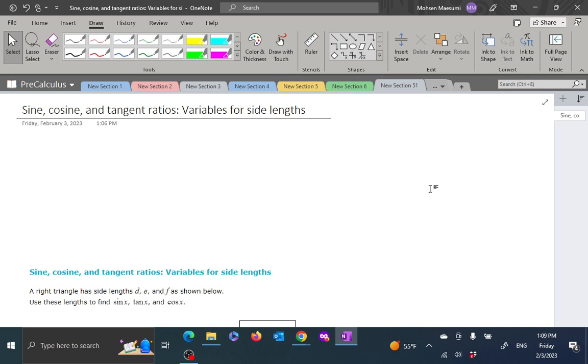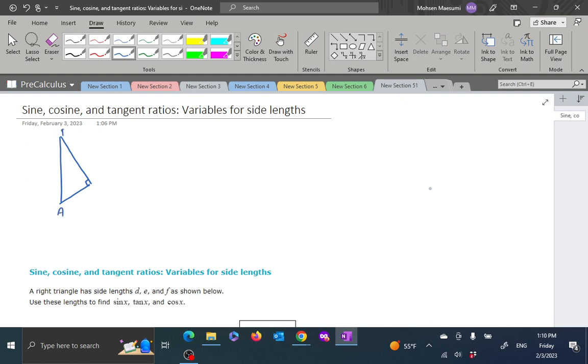Okay, welcome to another lecture, another quick lesson here in pre-calculus, similar to the previous, except that we have sine, cosine, and tangent, but the sides of a triangle are given with letters instead of numbers. Again, let me emphasize that we don't have any particular orientation of a triangle in mind. It can be drawn anywhere in any angle itself.